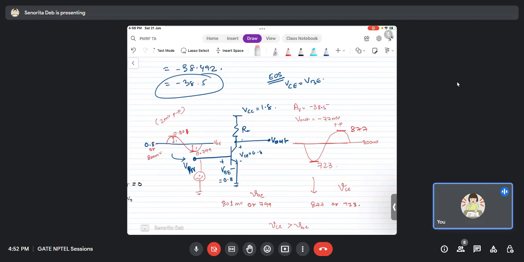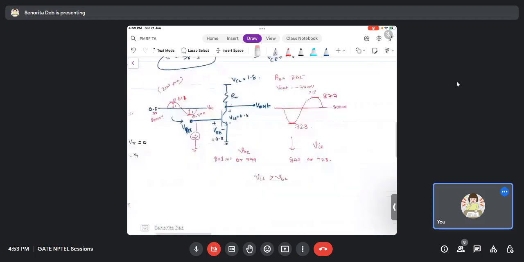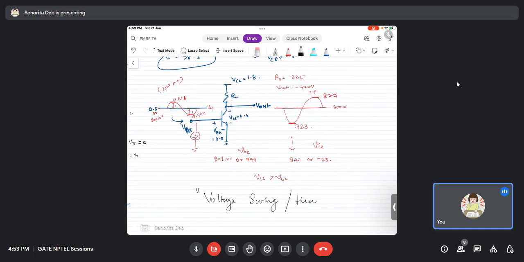And all this playing around will change the voltage gain, which will in turn change what is called the voltage headroom or voltage swing. You would have heard about this: voltage swing or headroom. So what limits the voltage swing or headroom?